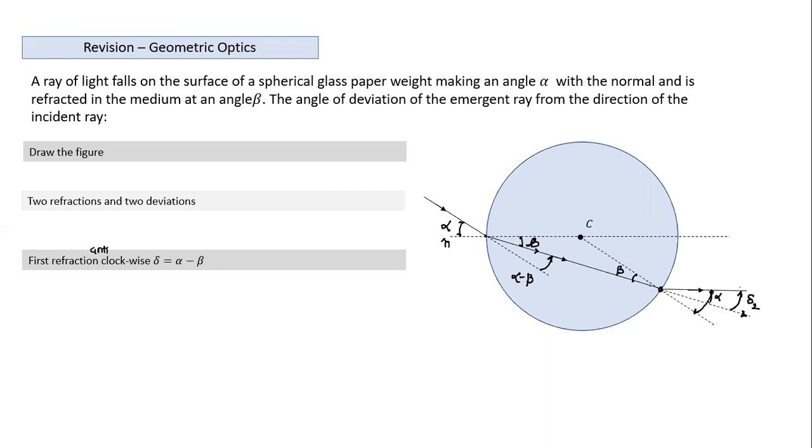And what is delta 2? Delta 2 is again alpha minus beta. So it will suffer an anti-clockwise deviation of alpha minus beta at both the surfaces. The total deviation will become twice alpha minus beta.